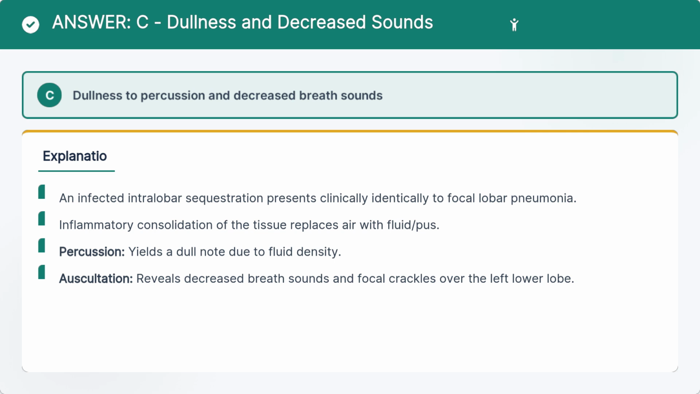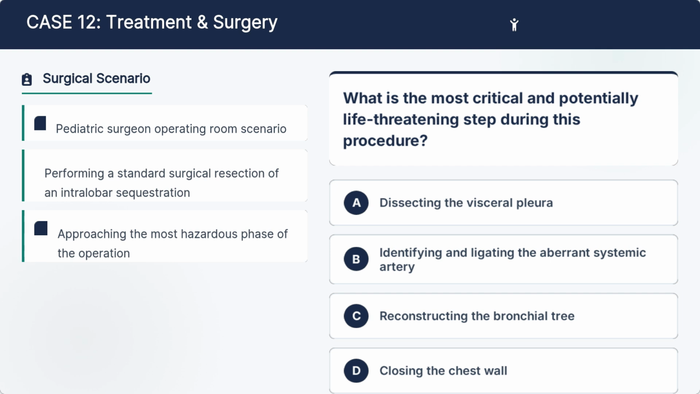The key teaching point is that focal pneumonia signs recurring in exactly the same location always deserve investigation for an underlying structural lesion. Case 12. Treatment and surgery. A pediatric surgeon is performing a standard surgical resection of an intralobar sequestration and is now approaching the most hazardous phase of the operation. The question is, what is the most dangerous step during surgical resection of a bronchopulmonary sequestration and why?